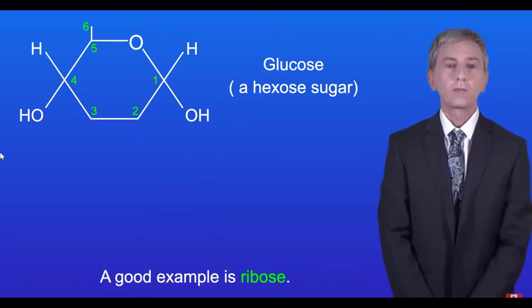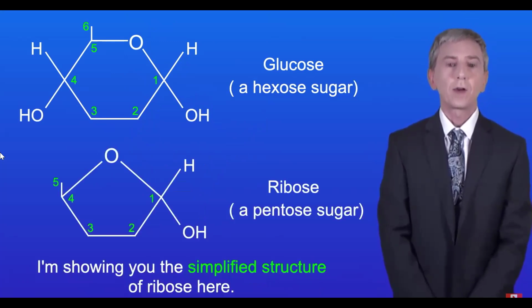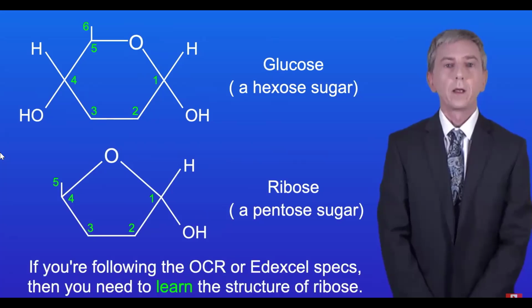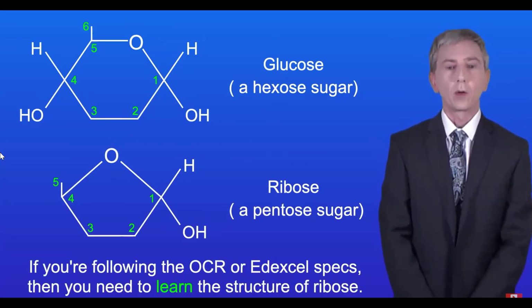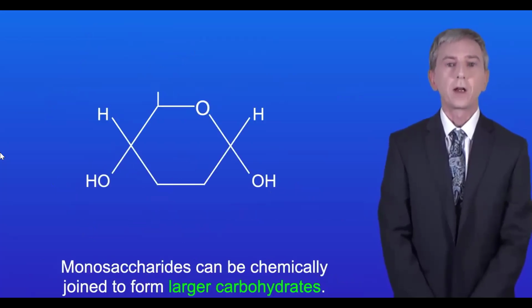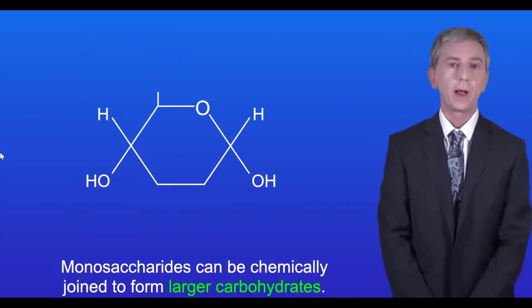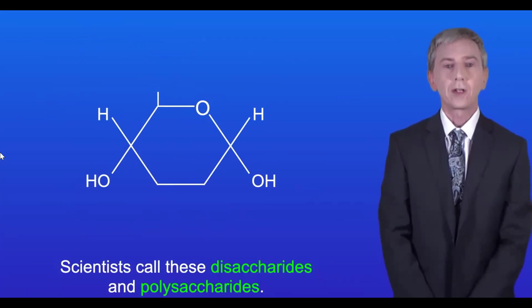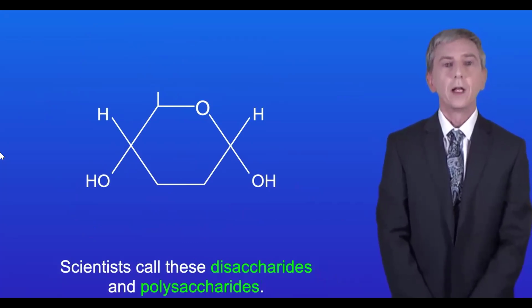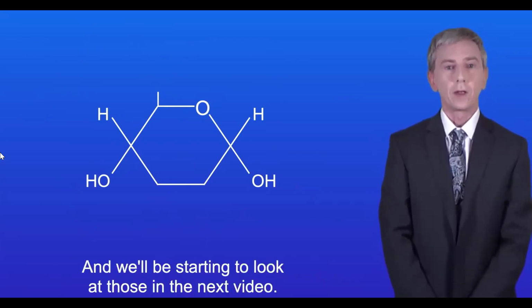A good example is ribose, and I'm showing you the simplified structure of ribose here. If you're following the OCR or Edexcel specs, then you need to learn the structure of ribose. Now, monosaccharides can be chemically joined to form larger carbohydrates. Scientists call these disaccharides and polysaccharides, and we'll be starting to look at those in the next video.